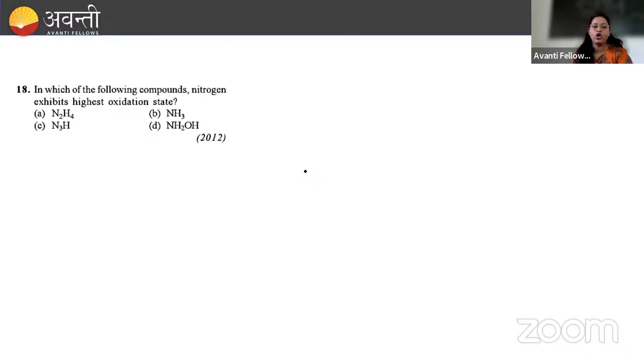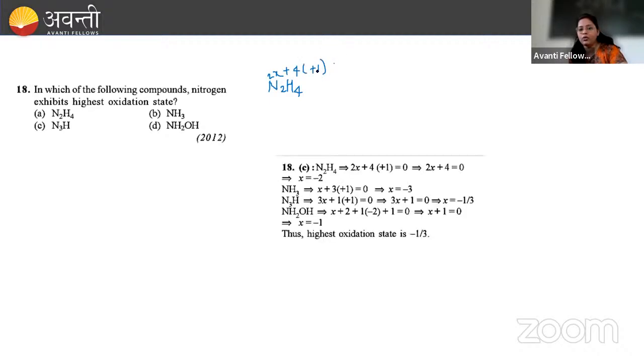Next, in which of the following compound nitrogen exhibits highest oxidation state? So try to calculate the oxidation state. We have seen so far so many examples of calculating the oxidation state. Let's try to determine it very fast. N2H4 determine करो कितना आएगा, नाइट्रोजन का we don't know, तो x लिखो, कितने नाइट्रोजन 2 है, हाइड्रोजन कितने हैं 4 है, तो लिखो 4 into +1, ठीक है, कैलकुलेट करो, आपको मिल जाएगी ऑक्सीडेशन स्टेट. 2x + 4 = 0. 0 क्यों लिखा है? बिकॉज द मॉलिक्यूल इज न्यूट्रल, सो यू आर गेटिंग x = -2.